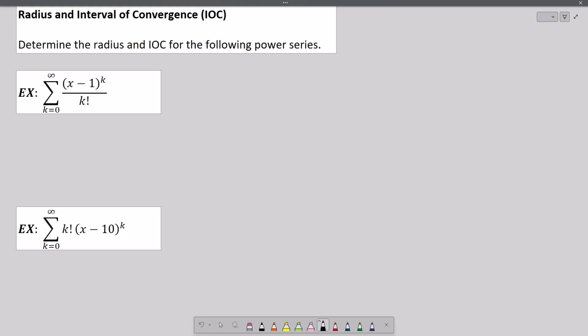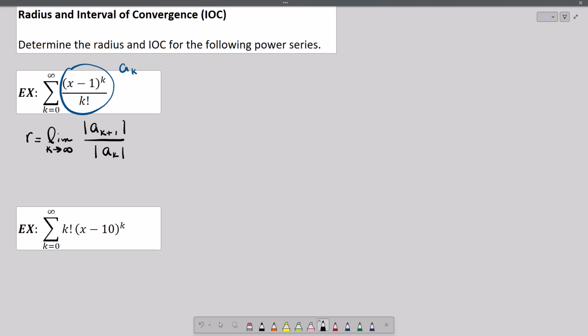So the ratio test says that R is equal to the limit as k goes to infinity of the absolute value of a sub k plus 1 divided by the absolute value of a sub k. So our a sub k is the entire quantity in here. This is our a sub k, this whole thing, including the x's. The whole thing is a sub k.